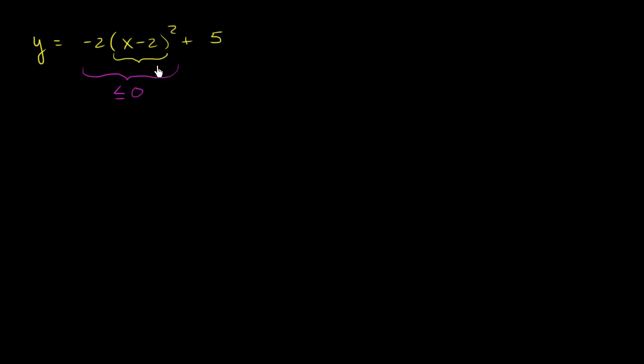So if this thing is always less than or equal to 0, the maximum value that y will take on is when this thing actually does equal 0. So the maximum value for y is 5. And when does that happen? Well, y hits 5 when this whole thing is 0, and this whole thing equals 0 when x minus 2 is equal to 0. And x minus 2 is equal to 0 when x is equal to 2.